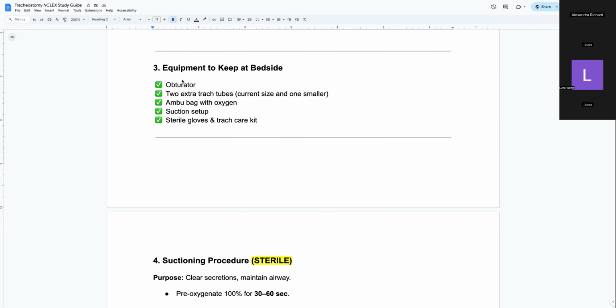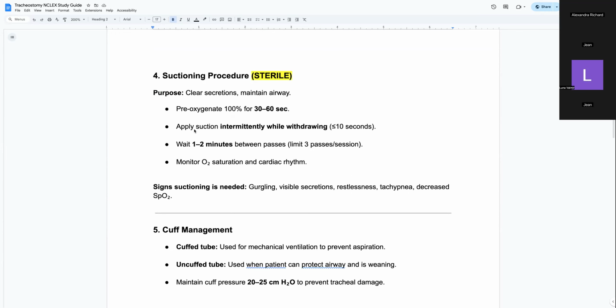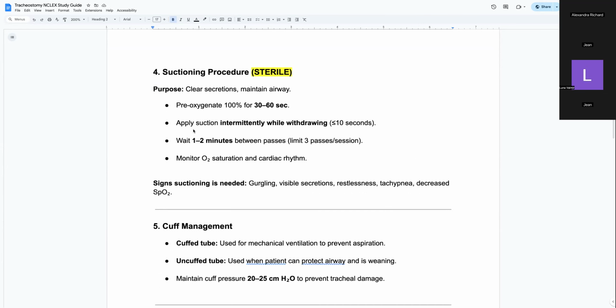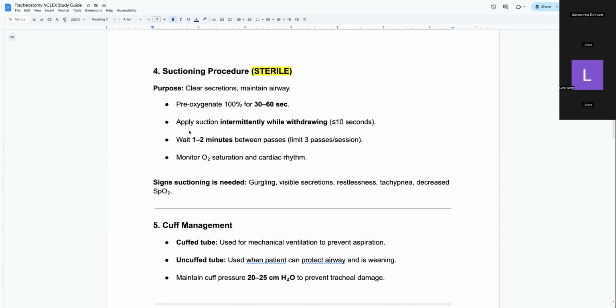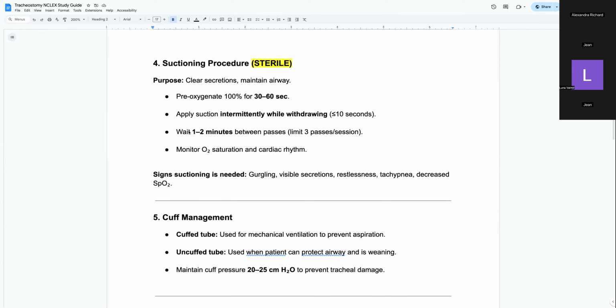Here is a list of the equipment you keep at the bedside, so make sure you memorize this for NCLEX. Suctioning procedure, we watched videos on that last week, and I posted the videos for you, so you should be good with that. If you're not, please review last week's recording and the videos I posted.